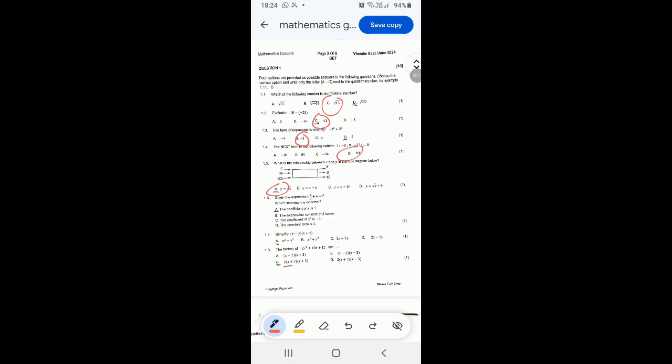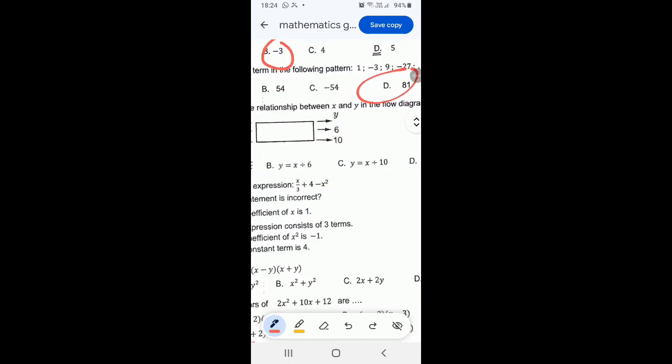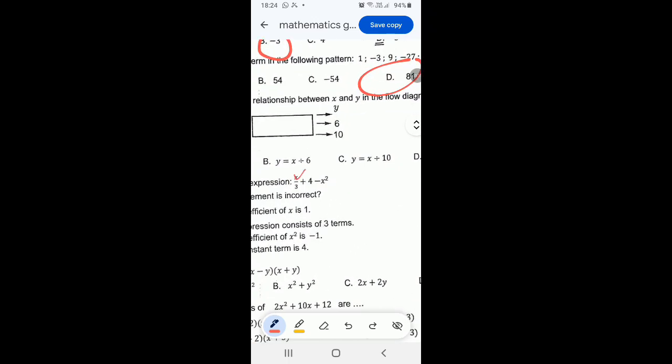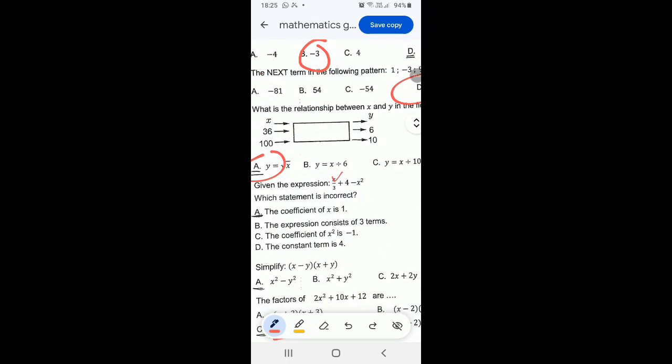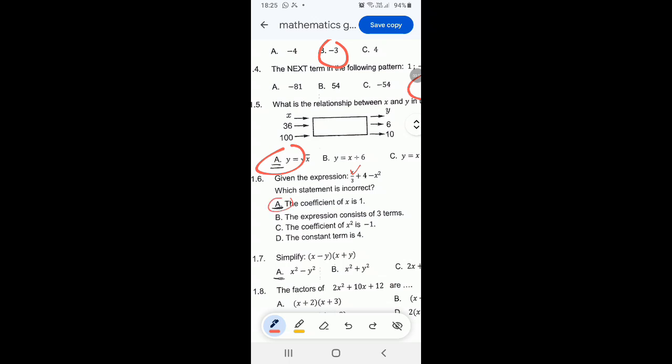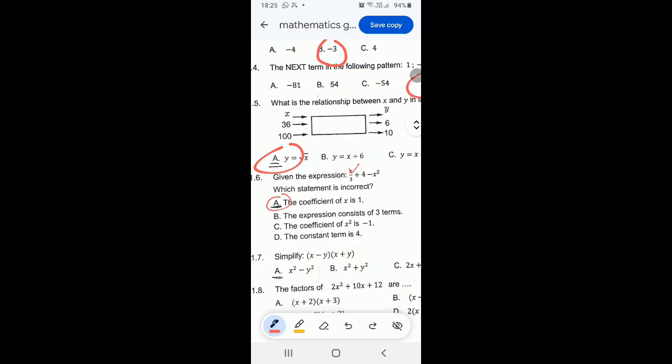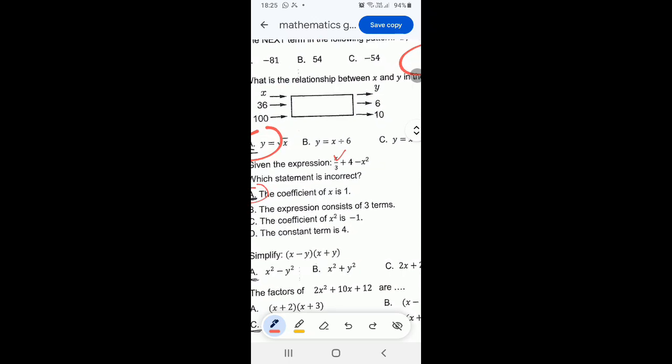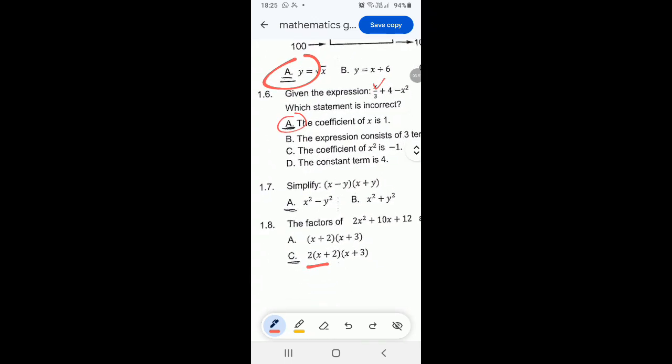1.6, which statement is incorrect? The coefficient of x, this x is 1. This one is false. So our answer is A. They are looking for the incorrect statement. A coefficient is the number in front of a variable. A variable, we're talking about x or y or a or b or c, any letter. Our answer is A.